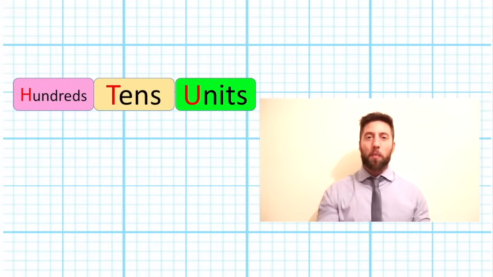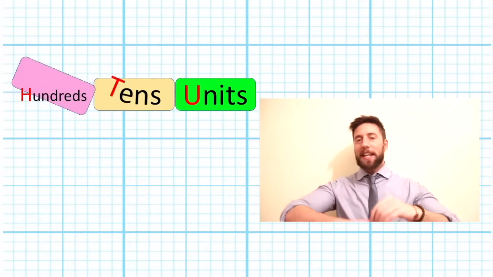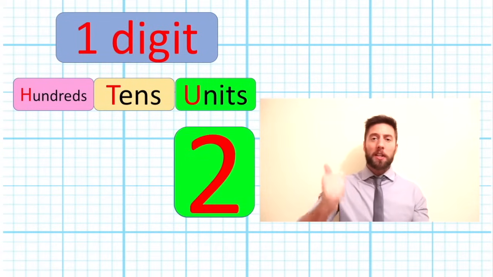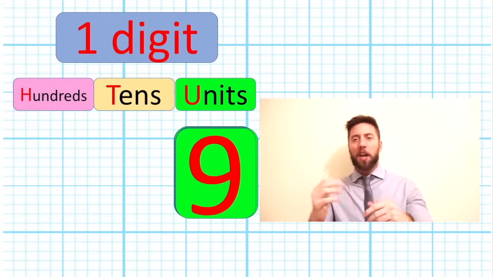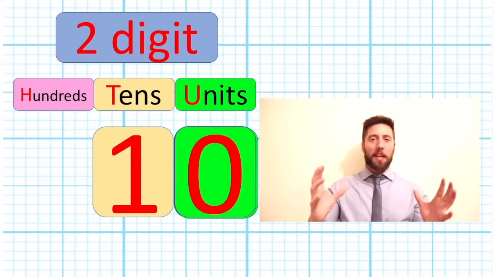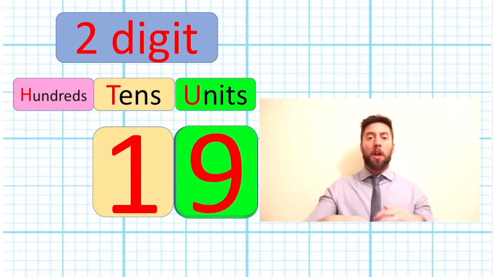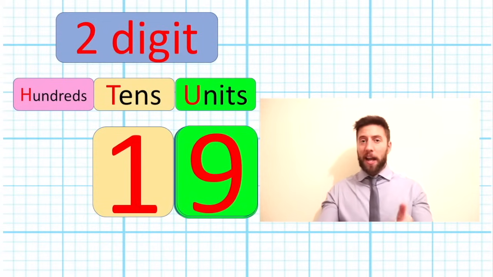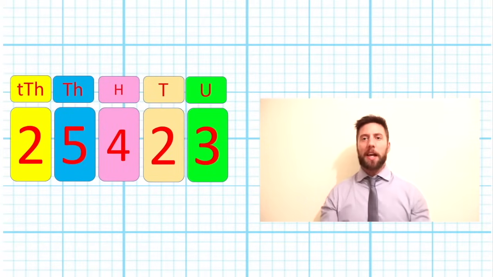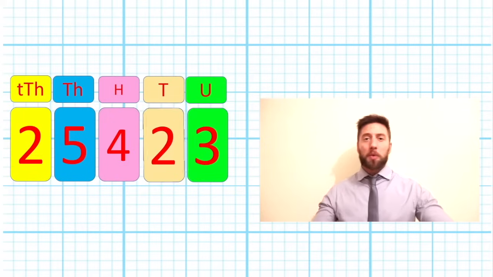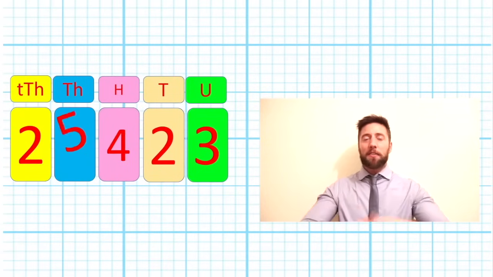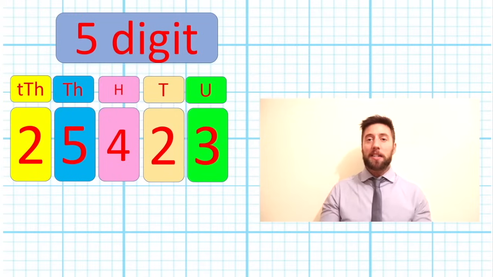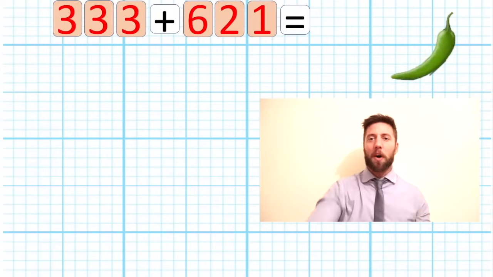Okay, before we can do anything, what is a multi-digit? Well, a multi-digit is any number that's got more than one digit place. So 1, 2, 3, 4, 5, 6, 7, 8, 9 are all single digit numbers. Anything above that, 10, 11, 12, all multi-digit. The number 19, double digit. We've got a 9 in our units, a 1 in our tens. If we look at a great big number, 25,423, that's a 5-digit number because we've got 5 digits going along our place value chart. Okay, so with that in mind, let's move on.